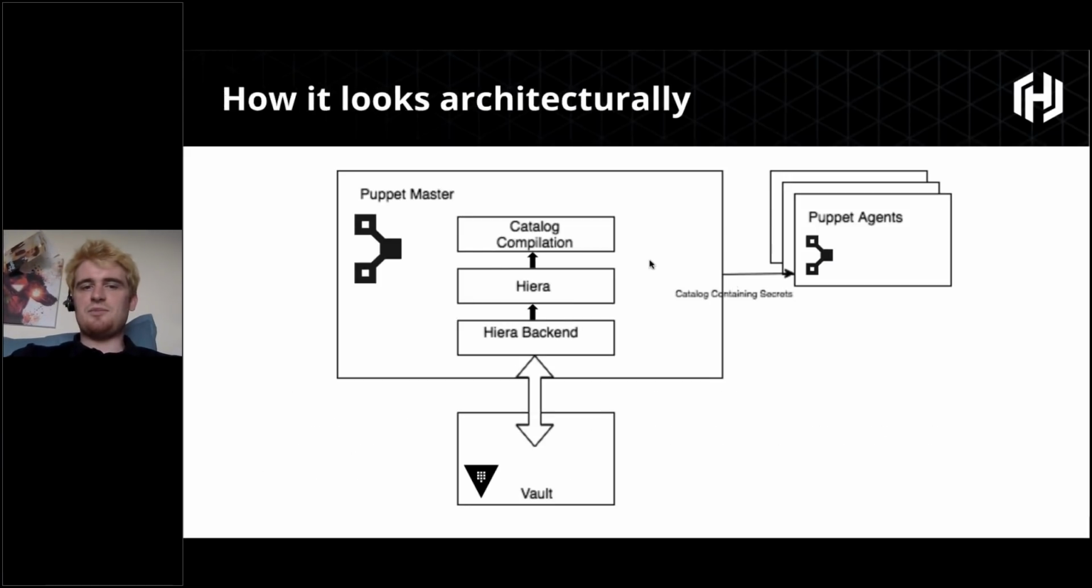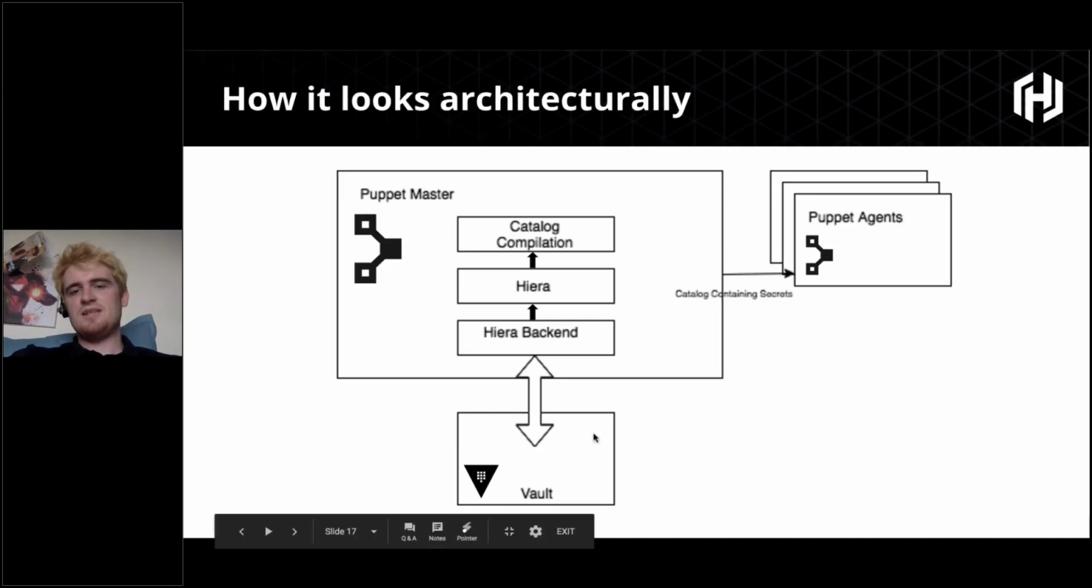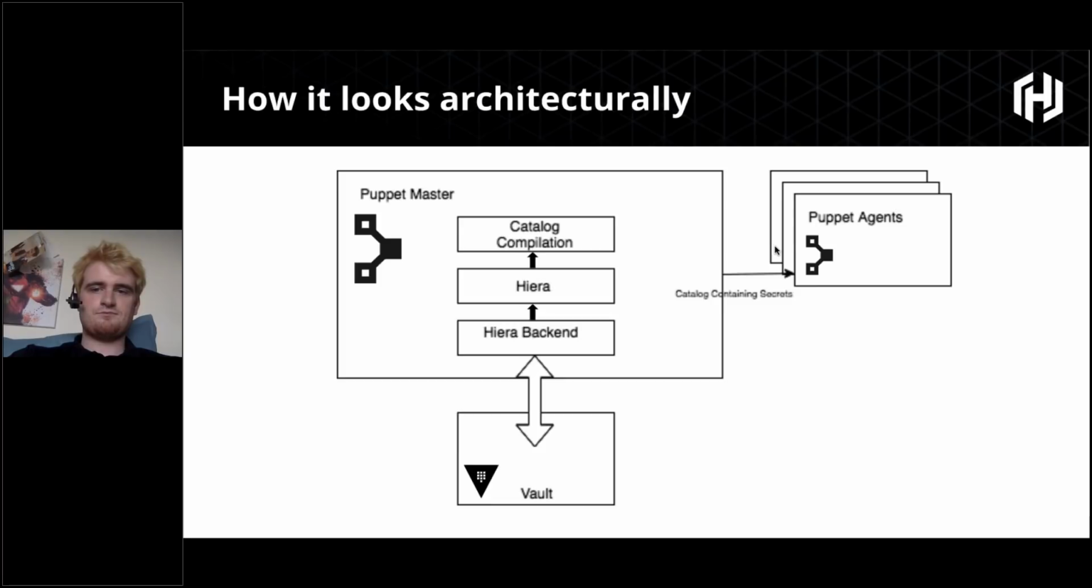So architecturally, it looks like this. We have a Puppet master. When a catalog is being compiled, it talks to Hiera. Hiera checks the Hiera backends, and it goes and talks to Vault. Then the catalog is sent down to the Puppet agent containing the secrets in there.